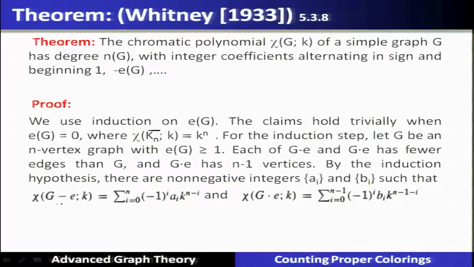So, we use induction on the number of edges of a graph. The claim holds trivially when the number of edges present in the graph is equal to 0. If there are no edges, then this particular graph is basically nothing but the complement of Kn with k, that is nothing but k raised to power n. For the induction step, let G be an n vertex graph with e(G) greater than or equal to 1. Now, each of G minus e and G contraction e have fewer edges than G, and G contraction e has n minus 1 vertices.